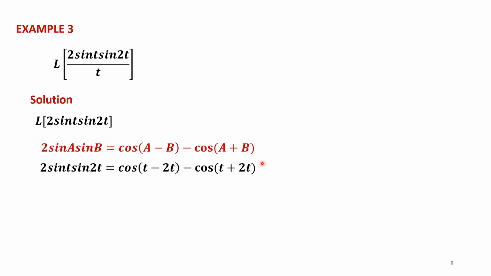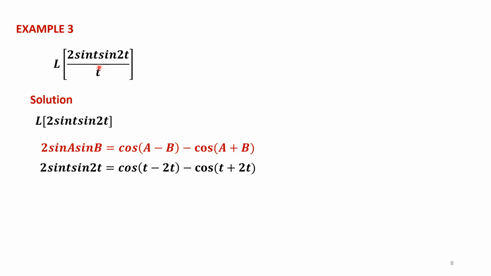We know the expansion of cos A plus B. When we expand cos A plus B, we get cos A cos B minus sin A sin B. And when we expand cos of A minus B, we get cos A cos B plus sin A sin B. Our aim is to get the second term of these expansions. Cos A cos B has to get cancelled and sin A sin B should remain. That is why we have cos of A minus B minus cos of A plus B.